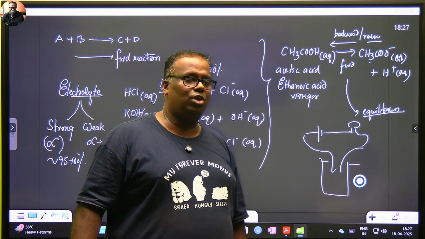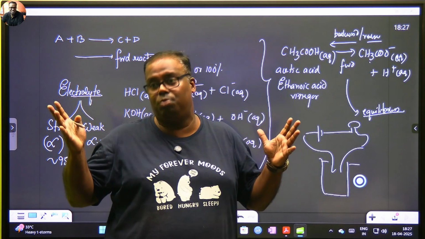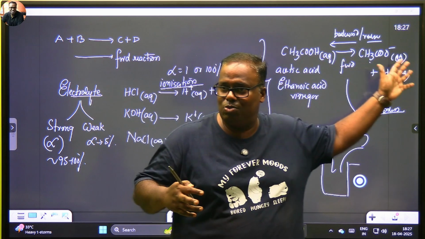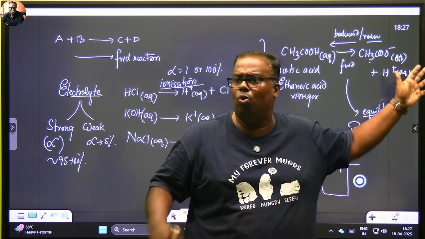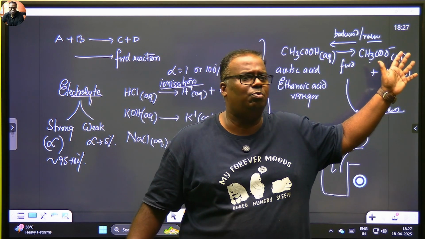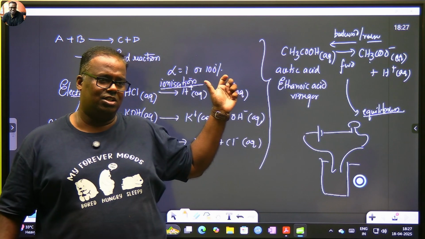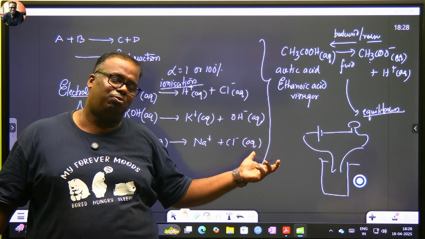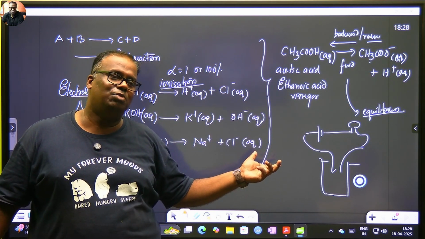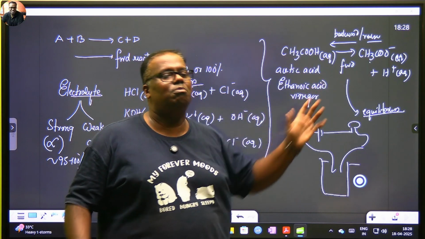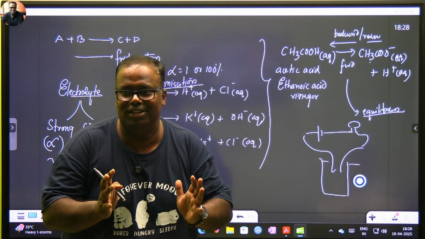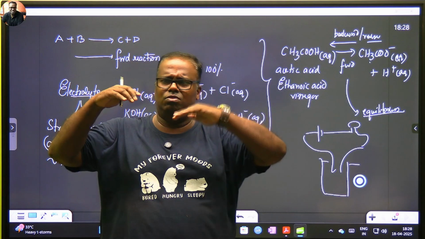As soon as you pour acetic acid, the bulb will initially glow very bright because a lot of forward reactions will happen, and then the reverse reaction starts. Why? Why did we break? And then the reverse reaction starts. Electricity is due to the flow of ions, and the ions will reduce. The bulb will again become dimmer slowly, and after a condition, the bulb will still glow.